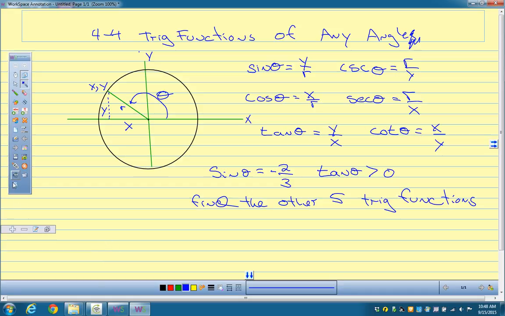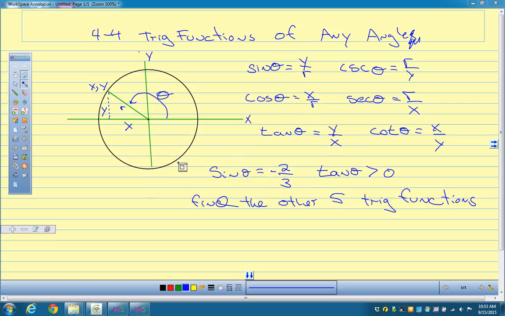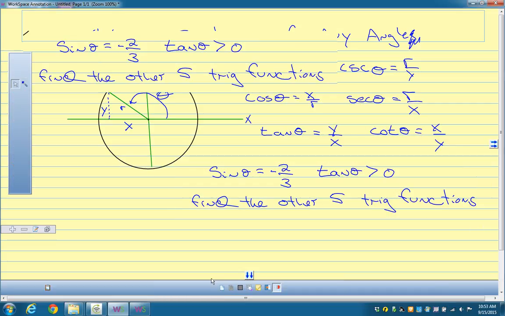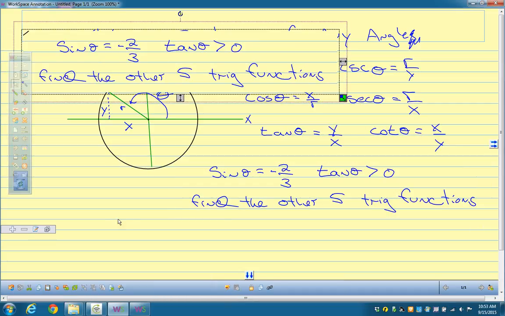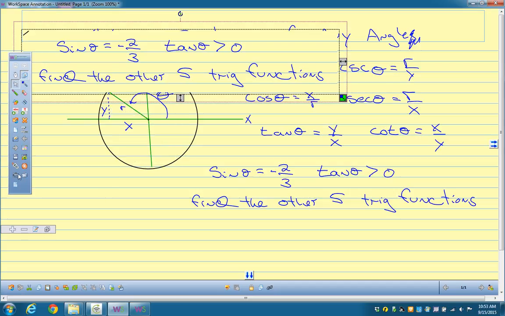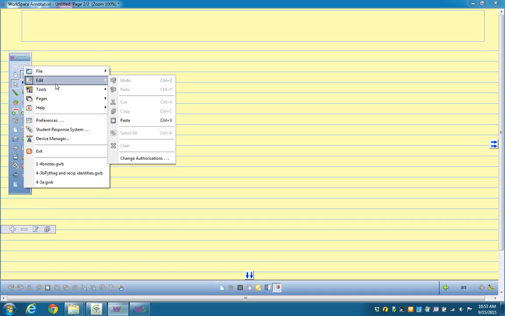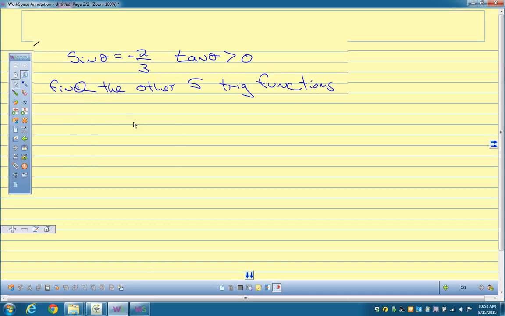I'm going to take a picture of this and put it on a new page. Watch this. That didn't work. It's going to work in a second. New page, edit, paste. There's the thing.